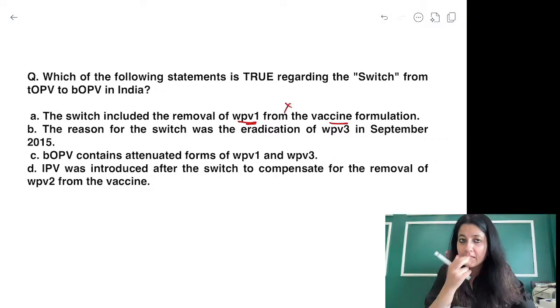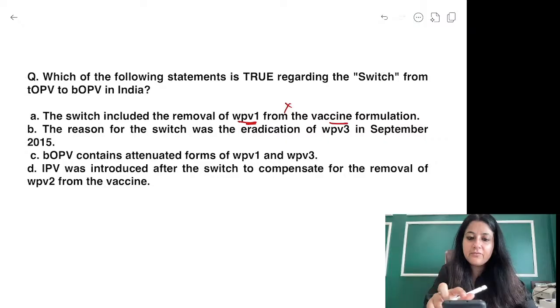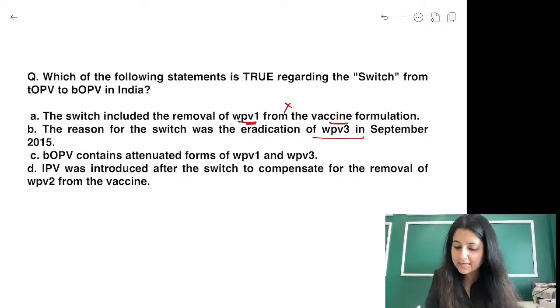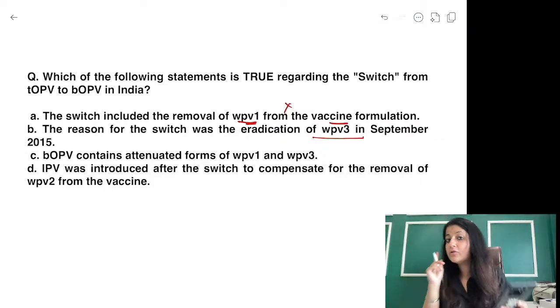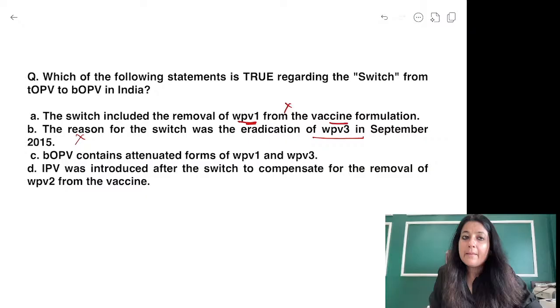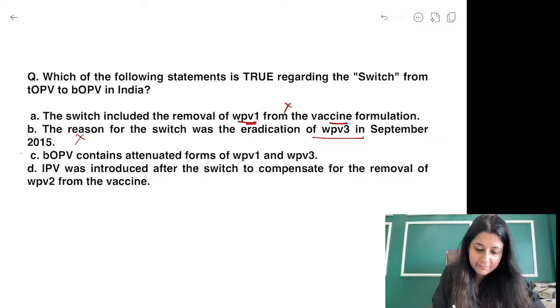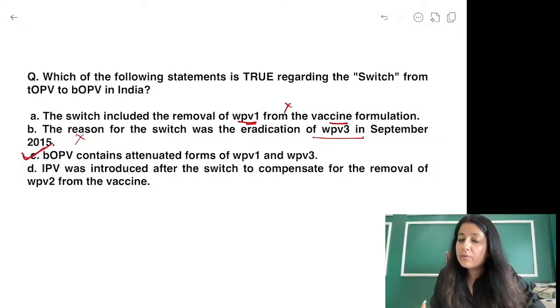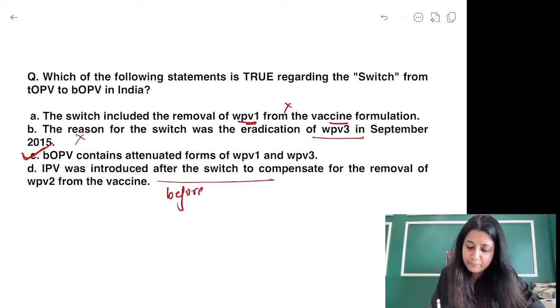It was 2. The reason for the switch, everybody, okay, what was the reason for this switch? Let's see. The reason for this switch was eradication of wild poliovirus type 3 in September. No, the reason for this switch was eradication of wild poliovirus 2. Bivalent OPV contains attenuated forms of 1 and 3. This is absolutely correct because type 2 component is removed. IPV was introduced after the switch. No guys, IPV was introduced before the switch.